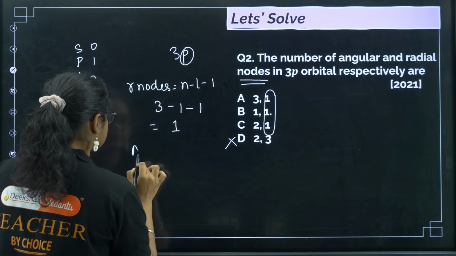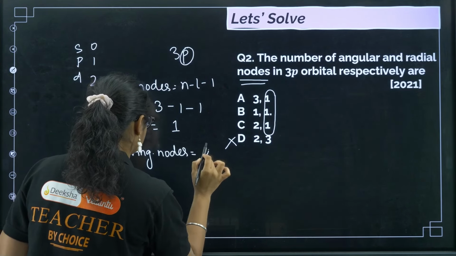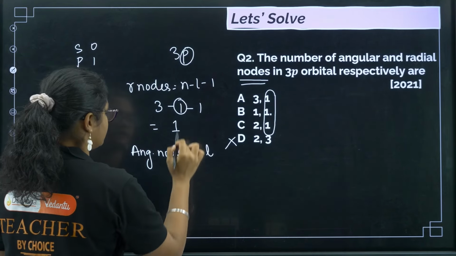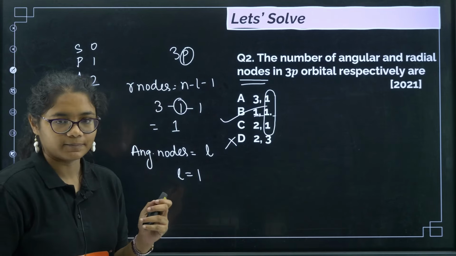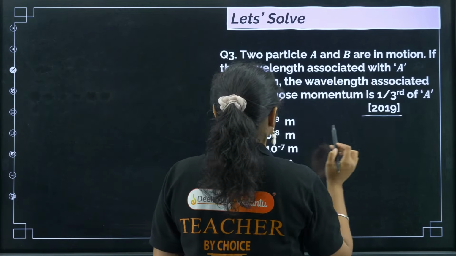Next, if you want to calculate angular nodes, the angular nodes formula is nothing but L. What is the value of L here? Again L value is 1, that means it is 1 and 1, option number B. Okay. Next, question number 3. This question was asked in 2019.